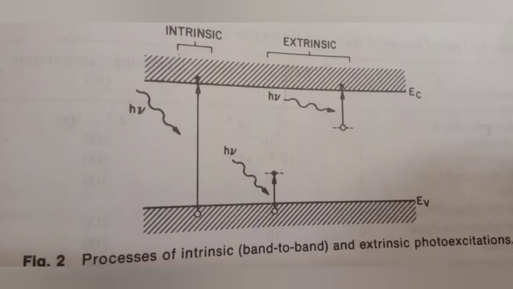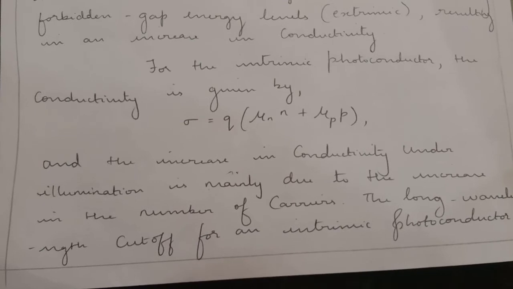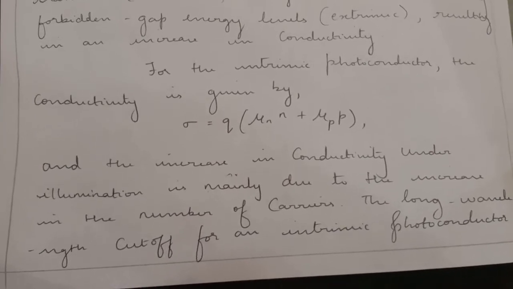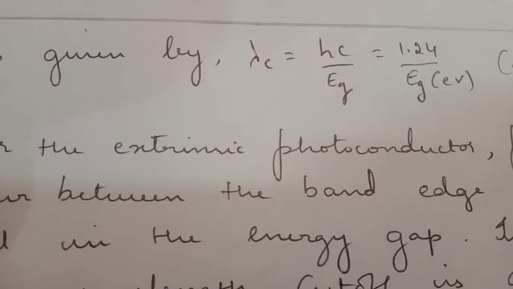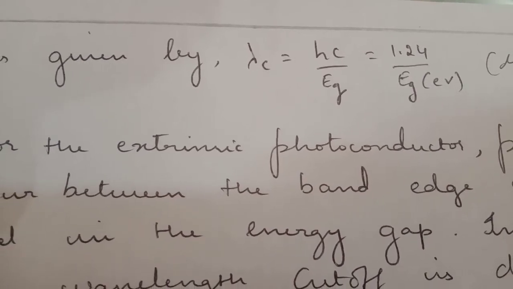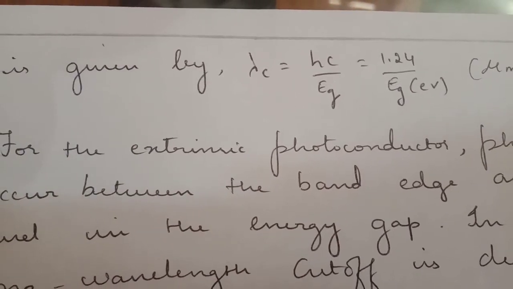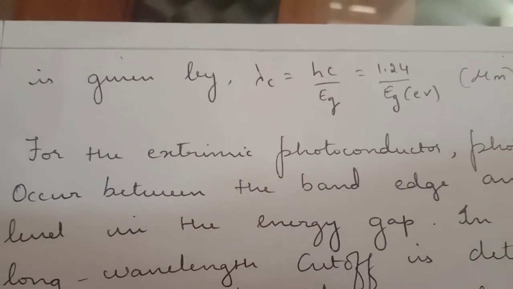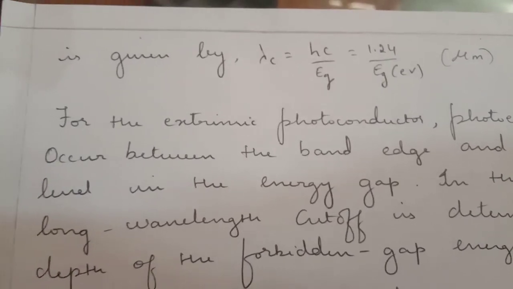So here is the diagram of the processes of intrinsic and extrinsic, that is band to band and forbidden photoexcitation. For an intrinsic photoconductor, we have a long wavelength cutoff equation, given by lambda c is equal to hc by Eg. Here hc is 1.24, Eg is given in electron volts, and the wavelength is given in micrometers. Lambda c is the cutoff wavelength corresponding to the semiconductor of energy band gap Eg. So this is the case of intrinsic.